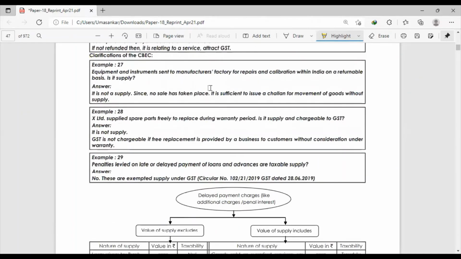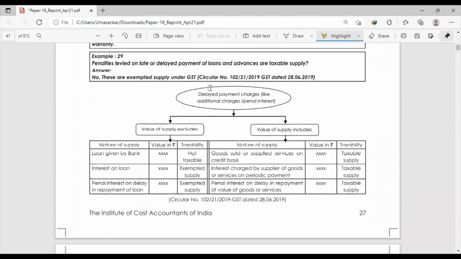Below are some of the clarifications and examples. We need to go through it. Now, this is an important point. Penalties levied on late or delayed payment of loans and advances: are they taxable supply? No. These are exempted supplies under GST. We have already discussed this in our second class. Okay, these are exempted supplies.